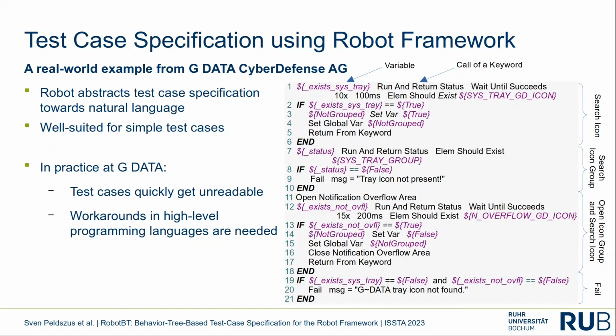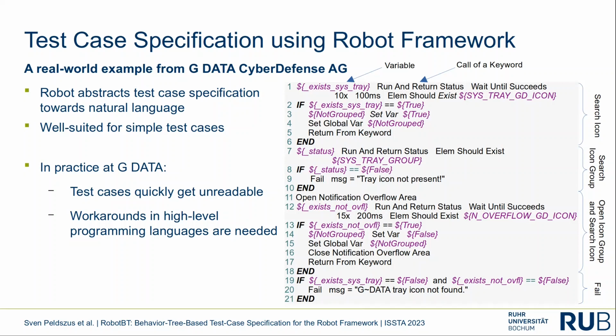The third parameter here is Element Should Exist, which is another keyword that is executed repeatedly by Wait Until Keyword Succeeds, and this takes a pointer to a location as its parameter. So it checks that the system tray icon of the G DATA Cyber Defense antivirus software exists at the given location. Wait Until Keyword Succeeds executes this keyword 10 times, waits in between the executions for 100 milliseconds, and stops at the first successful execution.